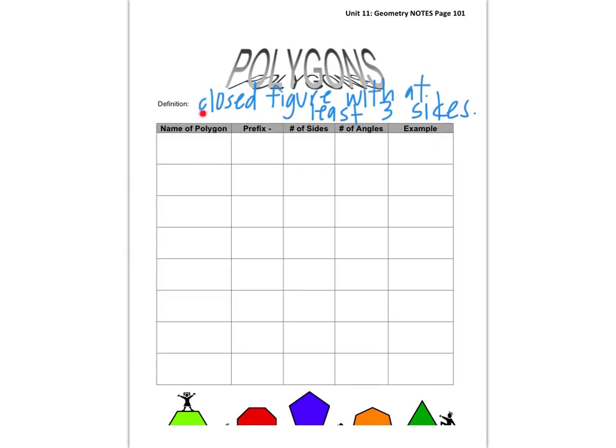So on the left in that column you're going to see the different types of polygons, the prefix, sides, angles, and then draw an example. So for instance, a triangle, prefix is tri, meaning 3 sides, 3 angles. An example would be like that. By the way, that little symbol right there tells us that's a right triangle, meaning that that angle measures 90 degrees. After triangle, we have a quadrilateral.